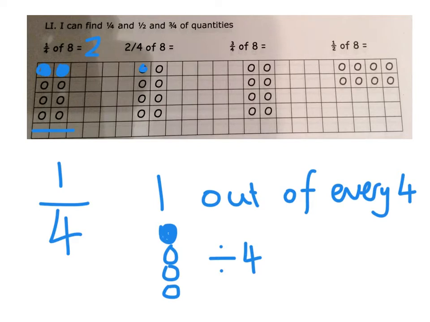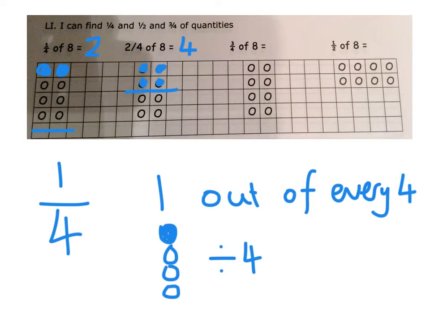2/4 means not 1 out of every 4, but 2 out of every 4. So that's 2 out of the first 4 and 2 out of the second 4. Straight away you can see that 2/4 of 8 equals 4, which is equivalent to half of 8, which we'll talk about in a second.